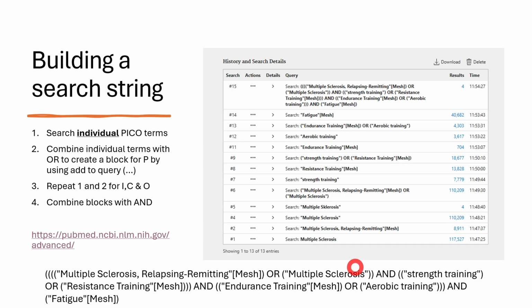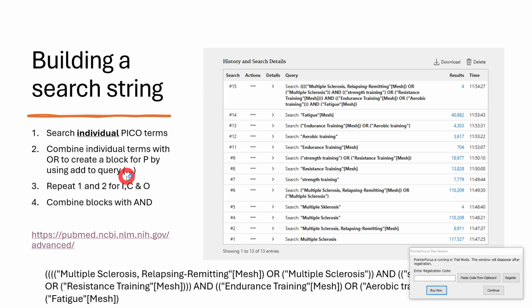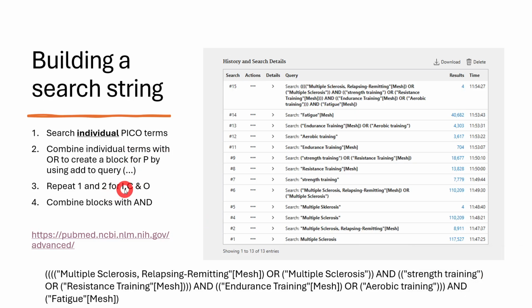Right, if you've searched your individual terms, the next step is to combine these terms with OR into a block. And you create a block for P, but you also create a block for I, C, and O. For example here, I created a block, number 6, for my MS. So I combined two search terms with OR. I do that for I, and I do that for C, and here O. Well, I didn't have a synonym for O, but that's good.